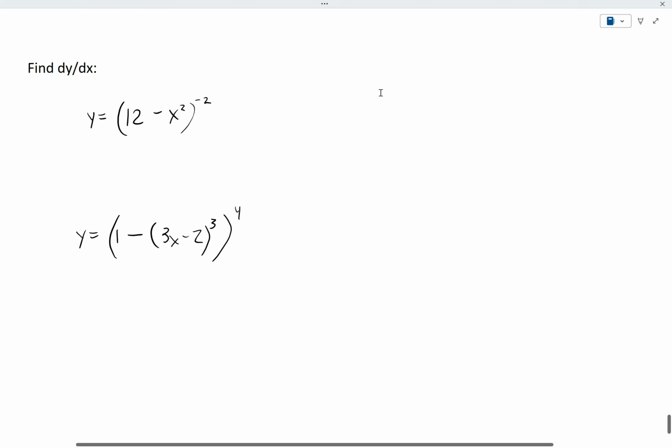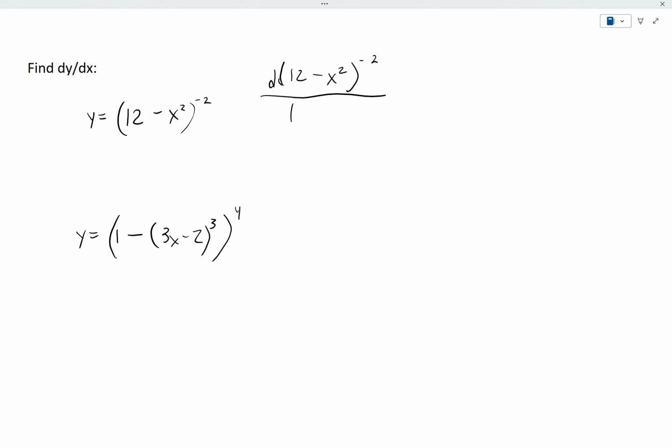In this video I'm doing some problems related to the chain rule. So right here is the first example. It's a classic usage of the chain rule. We're going to take the derivative of whatever the whole function is with respect to the inner function times the derivative of the inner function with respect to x. So this just becomes the power rule right here.